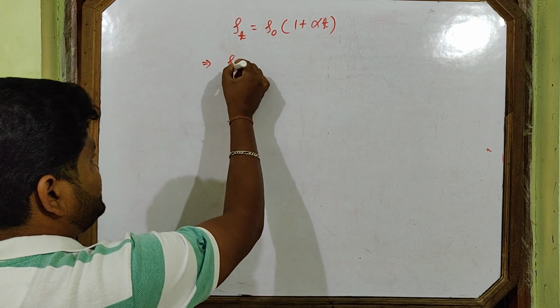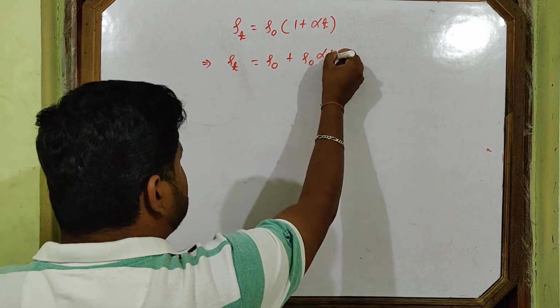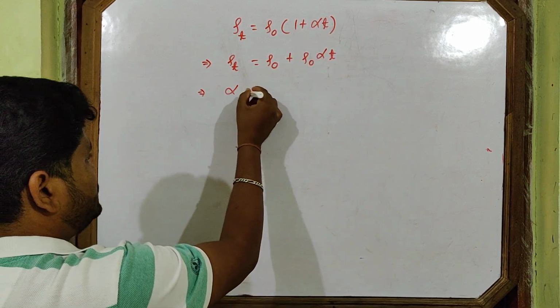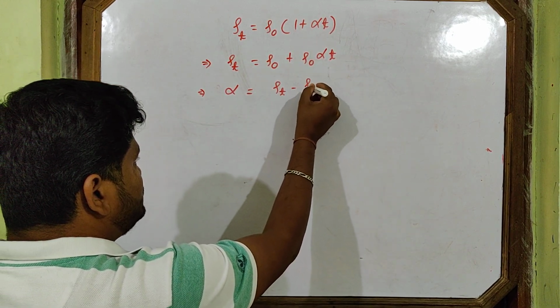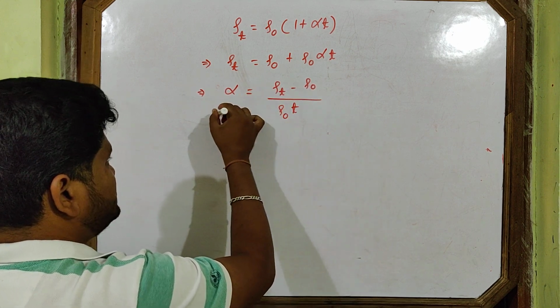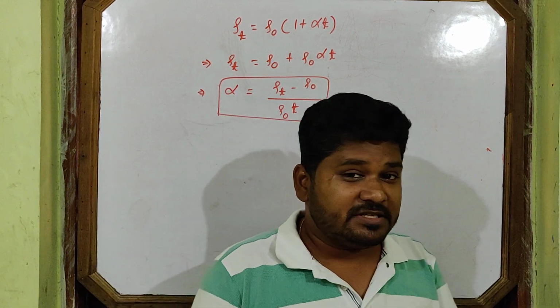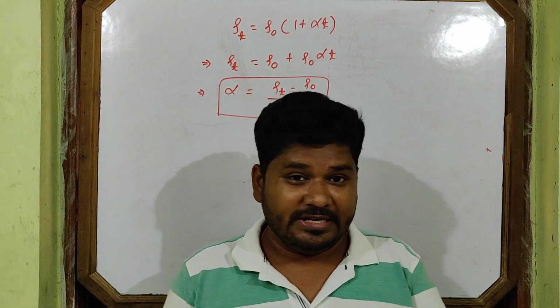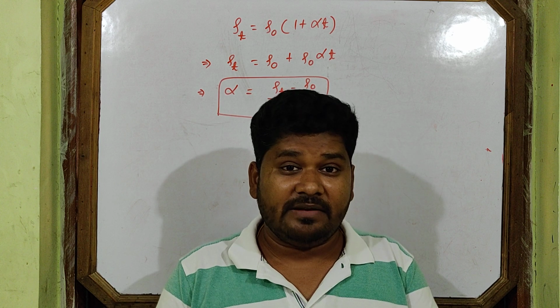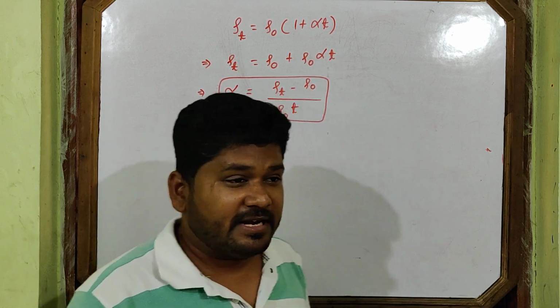What is the definition of alpha? Rho T is rho naught plus rho naught alpha T. Then alpha equal to rho T minus rho naught by rho naught T. This is the formula of alpha. Then what will be the definition of alpha? It comes in the board examination. The mathematical definition of temperature coefficient of resistivity, right?